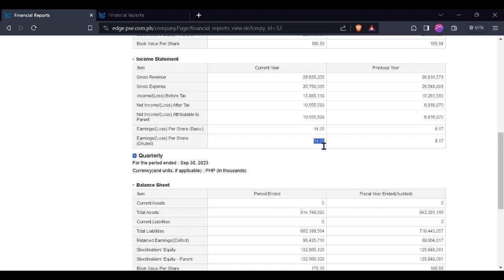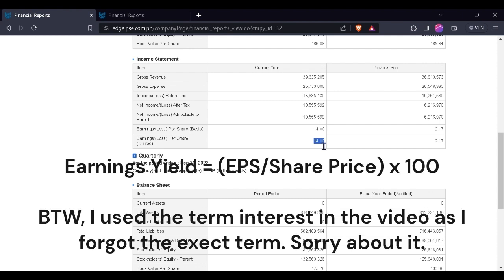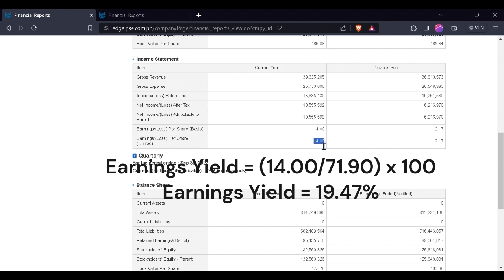And there's an interesting thing when it comes to the PE ratio. If you want to know how much your money will grow, how much your interest will grow, all you need to do is inverse the PE ratio. Instead of dividing the price by the EPS, you divide the EPS by the price, giving you what we call the earnings yield. So, using Security Bank, if you divide 14 pesos by 71 pesos and 90 centavos, you will arrive at an earnings yield of 0.1947, or in terms of percentage, that is 19.47%.